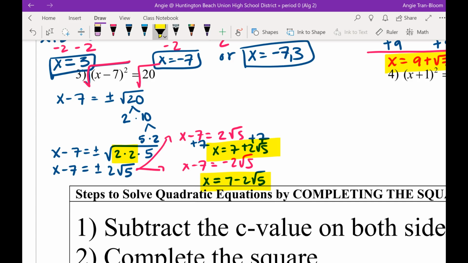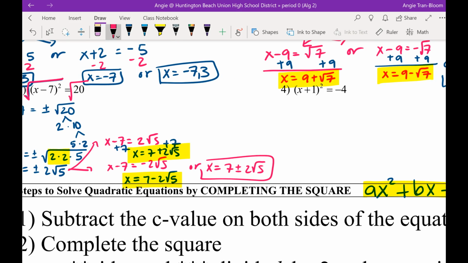Yes, so it would be slightly incorrect. Just like having 4 over 8, you have to simplify that into a half. Ryder? Could you put x equals 7 plus or minus 2 rad 5? You are correct. I would definitely take that, Ryder. x equals 7 plus or minus 2 rad 5. Totally.